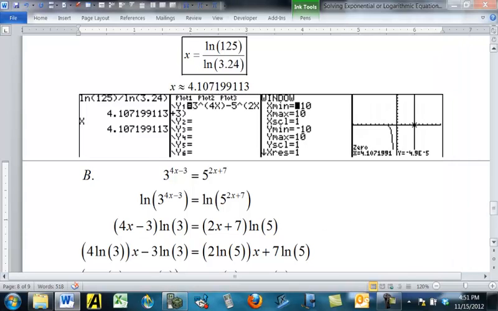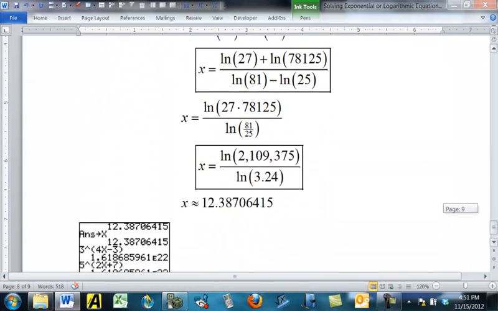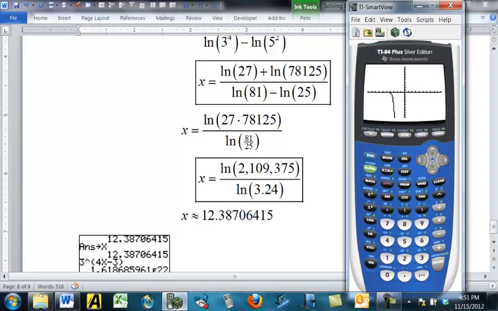Let's see what the actual answer was. 12 point something. Okay, horizontally is it on the screen? No, it's off the screen. Our screen doesn't go quite far enough out. So, from 0 to 15 ought to pick it up. Let's see if we can see. It should be crossing around 12, right in here. We can't see it because it's probably way out there.